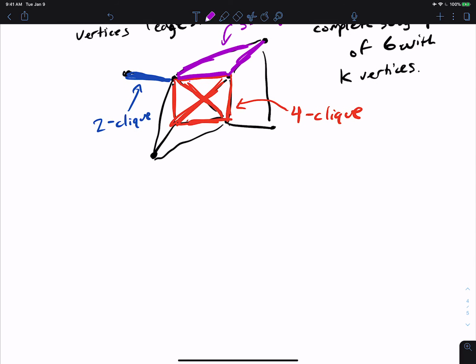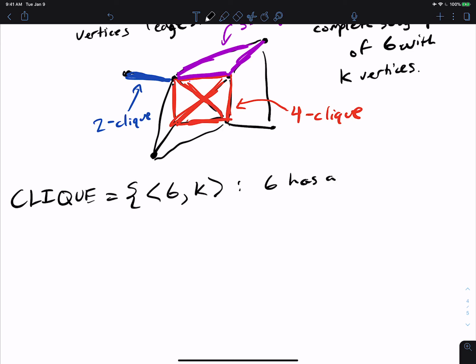So let's see, what can we say about this problem? The clique problem is the set of all graphs with an integer k such that G has a k clique. I think I got that right. I'm looking at my notes just to make sure I got the language correct. And yep, I have the language correct.